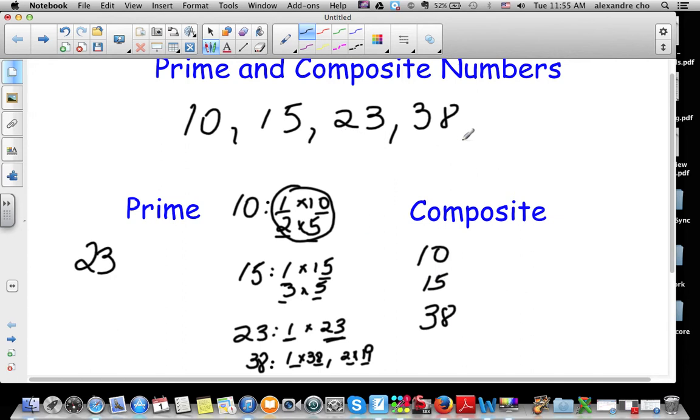Okay. One special case, 1. 1 is not a composite or a prime number. It's neither. Okay, so 1 is not prime nor composite. Because if you look at the number 1, what numbers do you know that multiply to give you 1? It's just 1. 1 times 1, which is the number 1. Okay, and it only has 1 factor. Because you're not going to count these twice. Okay, so 1 is a special case where it's neither prime nor composite.